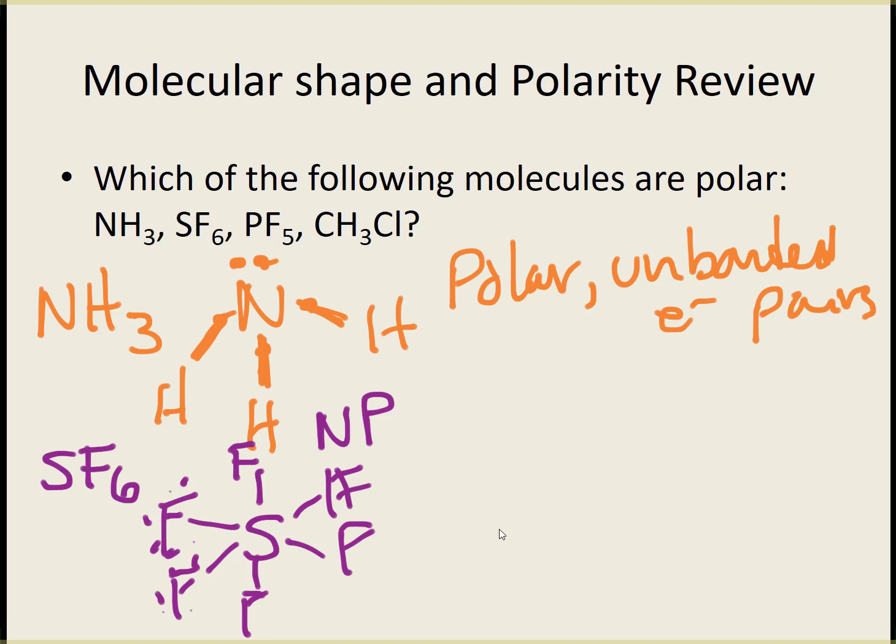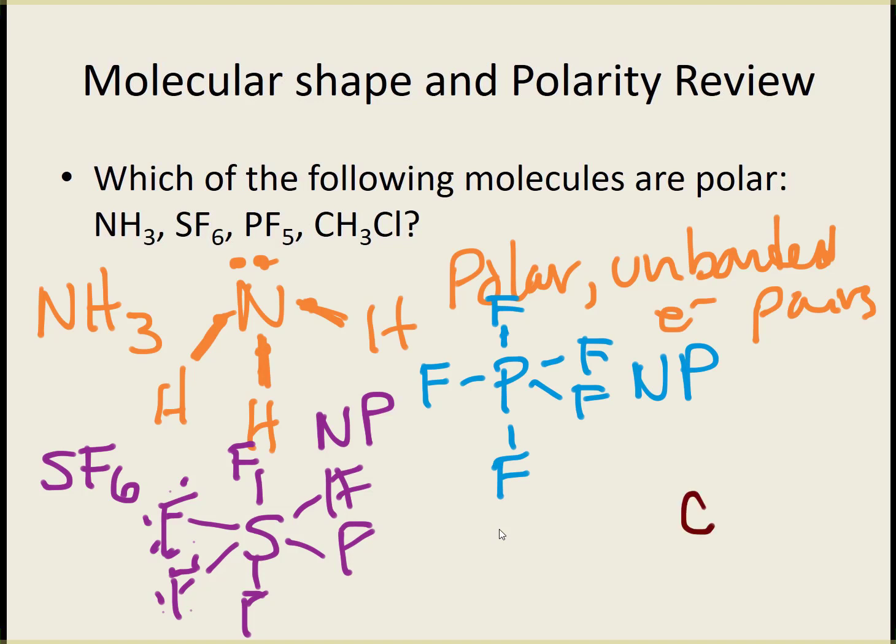Let's do the PF5. So we have phosphorus. Looking on a periodic table, it is in the nitrogen family also. So it looks like that. So I'm just going to connect those 5 fluorines around there. So 2 coming up and down, and then 3 are beyond this plane. This is a trigonal bipyramidal shape, and I don't have any unbonded electron pairs, so this one is going to be nonpolar. And let's do our last one.